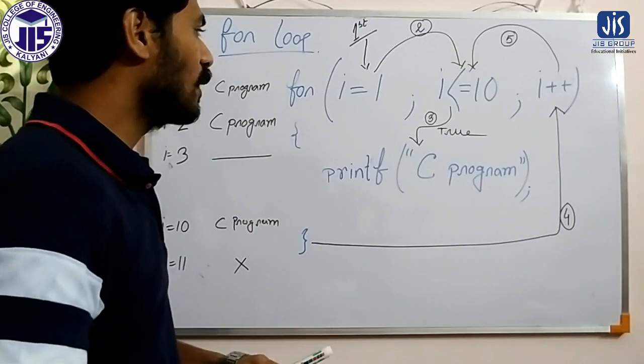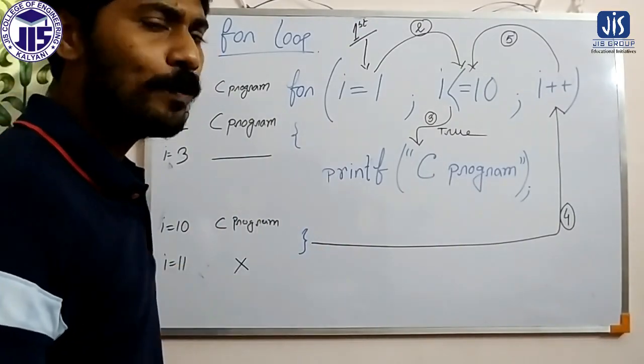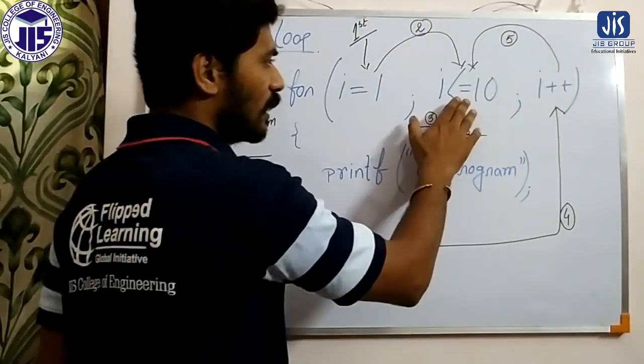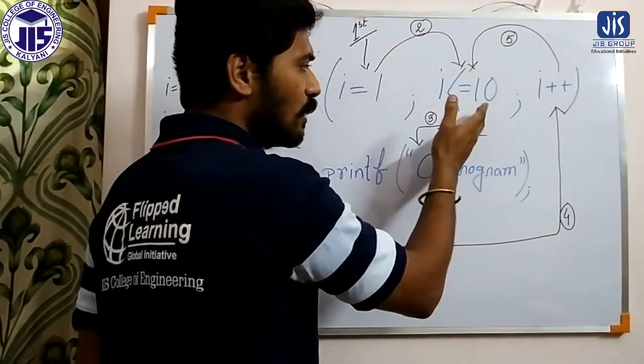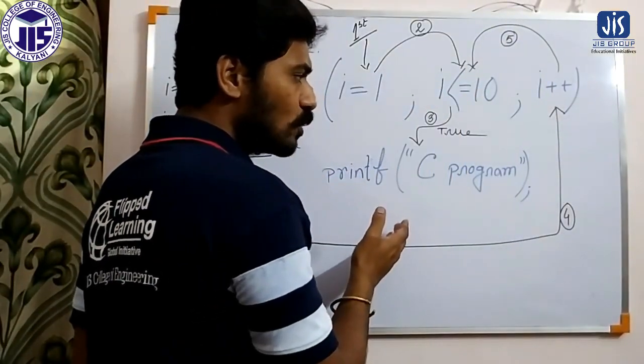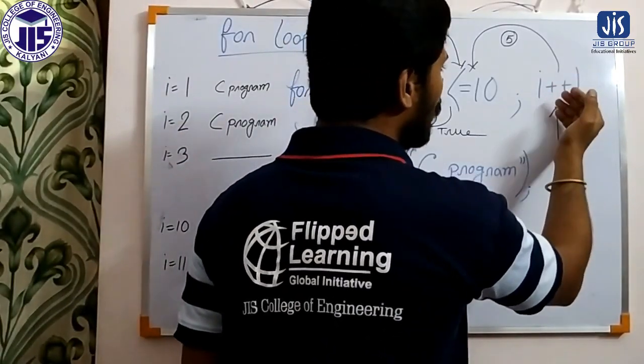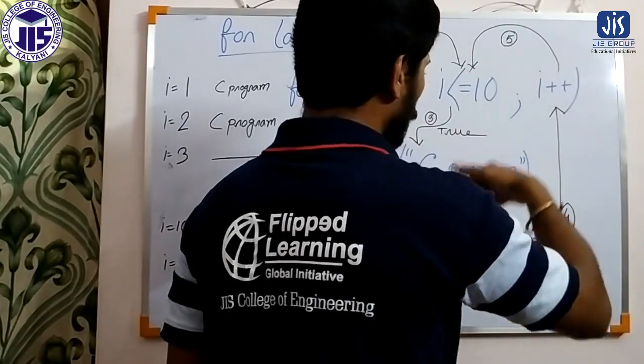So that is a general way how we can write the for loop and how the for loop gets executed. First we perform the initialization, then verify the condition. If it is true, the body will be executed. After the execution of the body, it will go to the increment, then it will go to the condition again, and the process will continue.